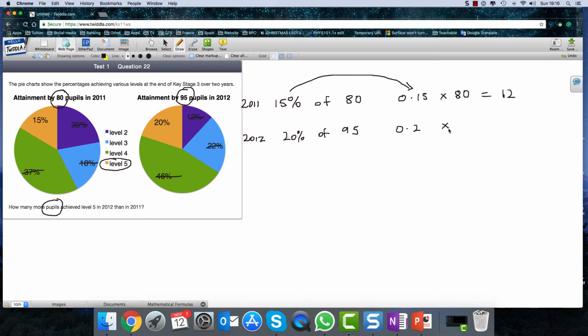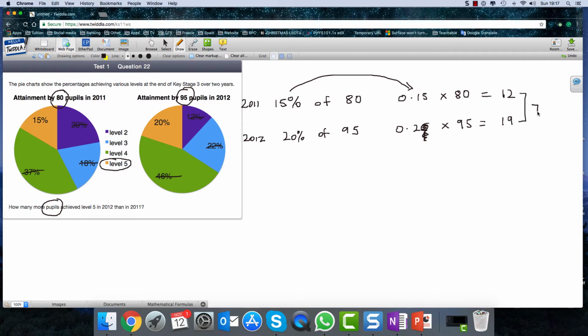Same with 2012. I'm going to write 0.2. Many of you, I know, would write 0.20. It's not incorrect, but it's not really strictly correct either. It's very important that you realise that this 0 here is unnecessary, because people do get themselves confused. It is very important that you understand 0.2 is the equivalent of 20%. But if you did type the 0 in on your calculator, it wouldn't be wrong. Now you should get 19 this time.